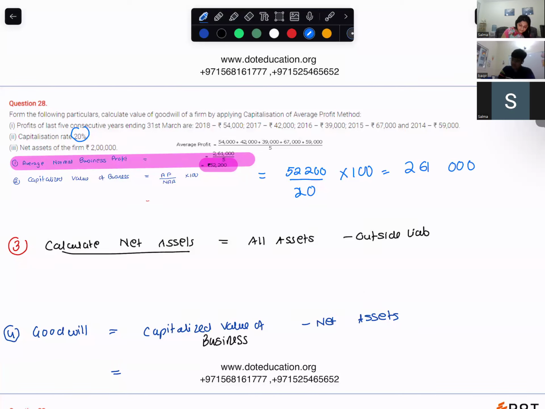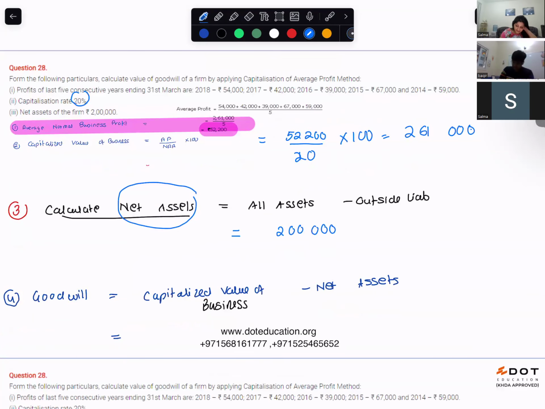Net assets is directly given to us. How do you get net assets? All assets minus outside liabilities. So net assets is directly given to us. So goodwill is the capitalized value of the business, that is 2,61,000, minus the net assets, that is 2 lakhs. So goodwill is 61,000. Are you with me? Yes, ma'am. Okay.